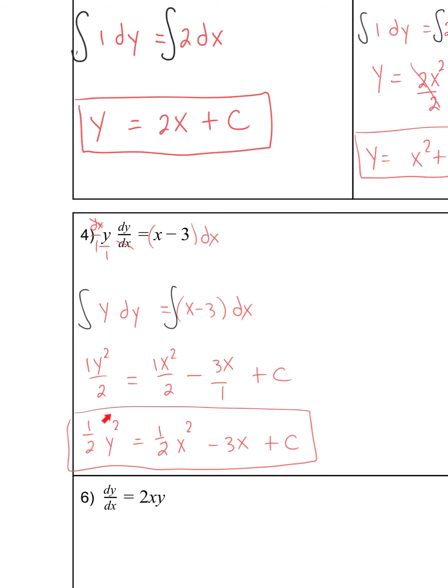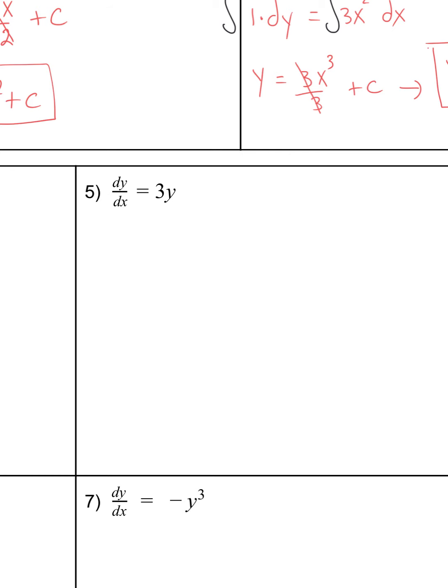All right, let's get going on number 5. The first thing that we have to move over is this dx. So we're going to multiply both sides by dx over 1. Now on the left I have dy, and on the right I have 3y dx.